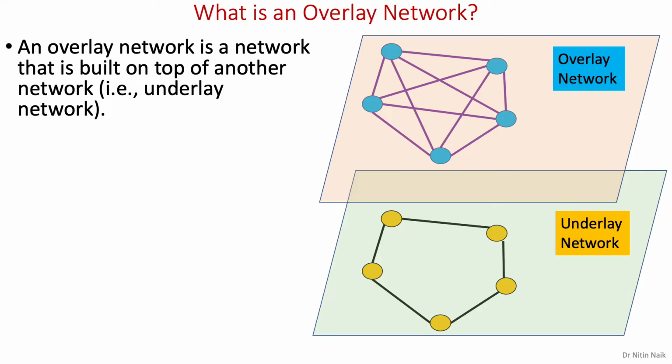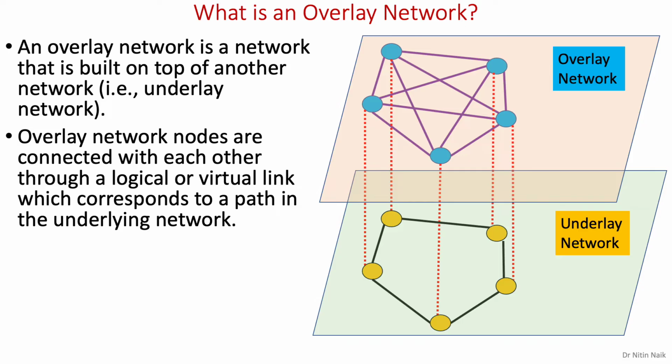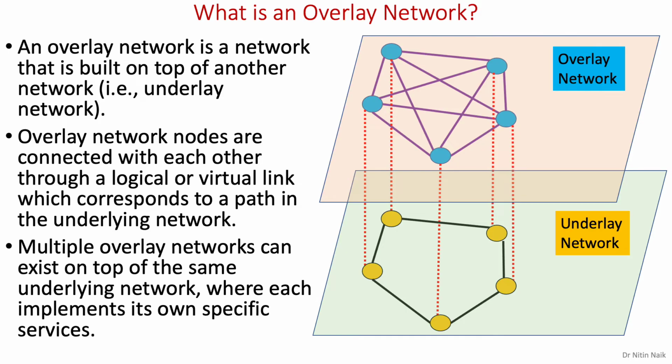All nodes in an overlay network are connected with one another by means of logical or virtual links, and each of these links corresponds to a path in the underlying network, which is normally implemented as tunnels. Multiple overlay networks can exist on top of the same underlying network, each implementing its own specific services.